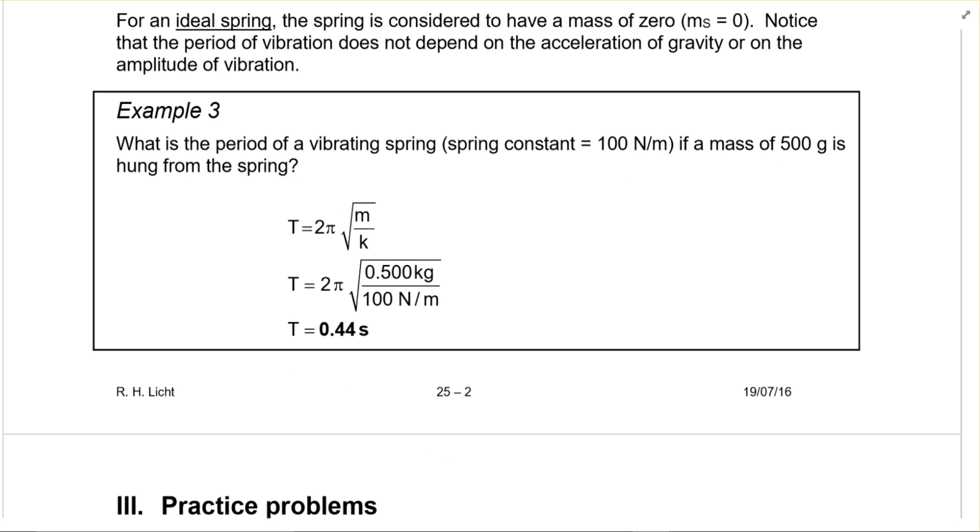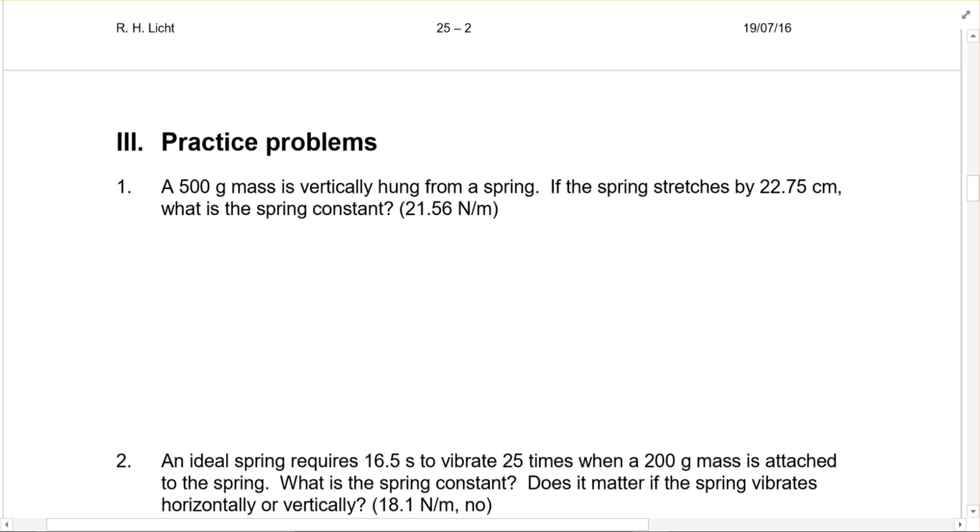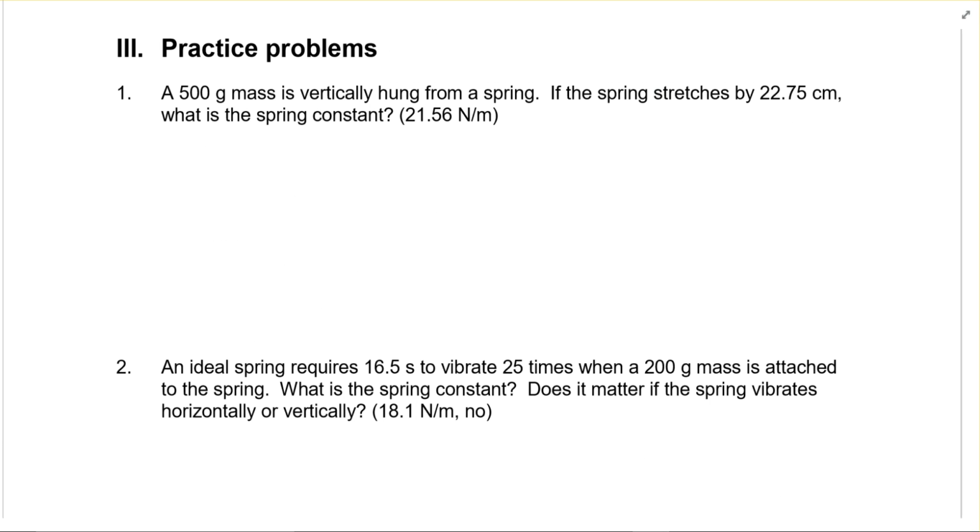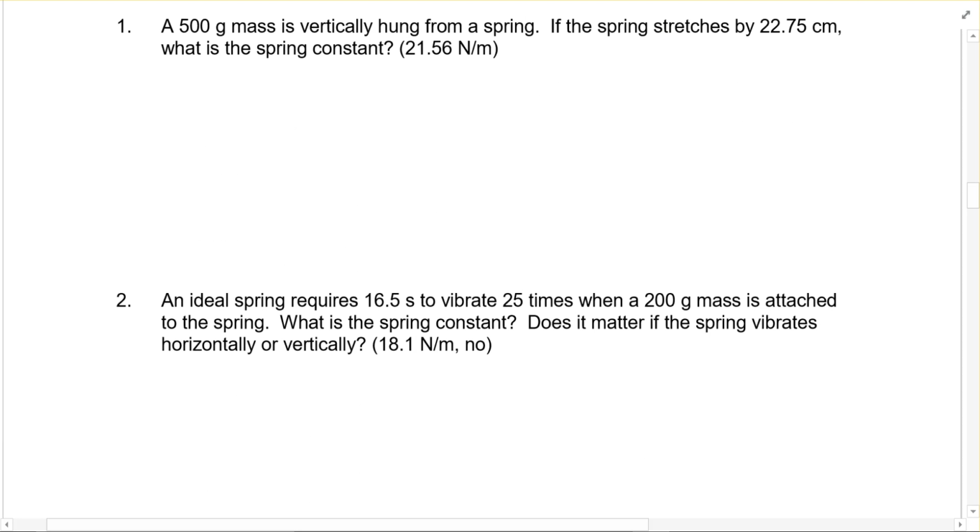Okay, so what is the period of a vibrating spring with a spring constant of 100 newtons per meter if a mass of 500 grams is hung from the spring? So there you go. Just plug the numbers in and see what you get for period. Okay, so I'm going to do the practice problems in this video, and then we are going to do a lab.